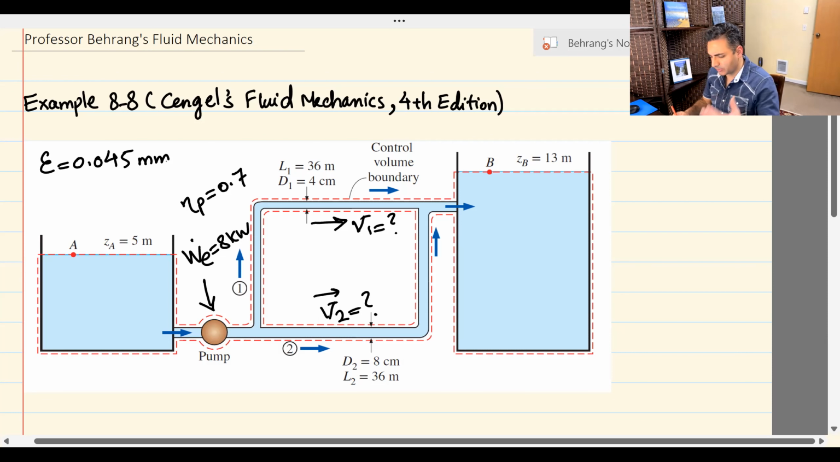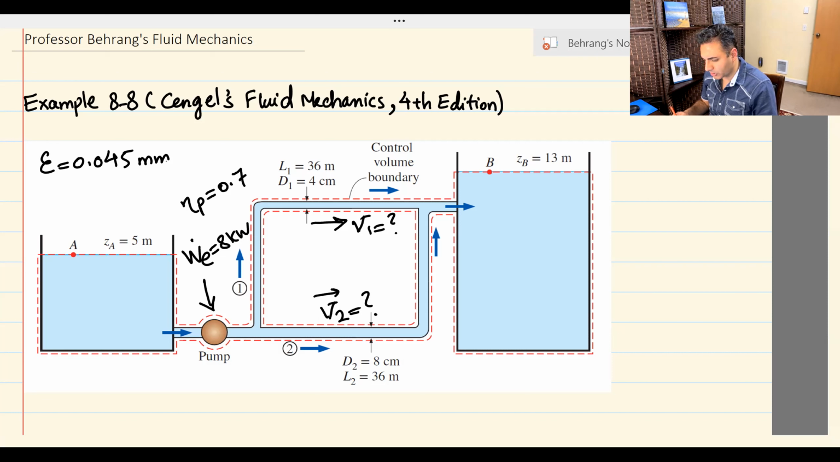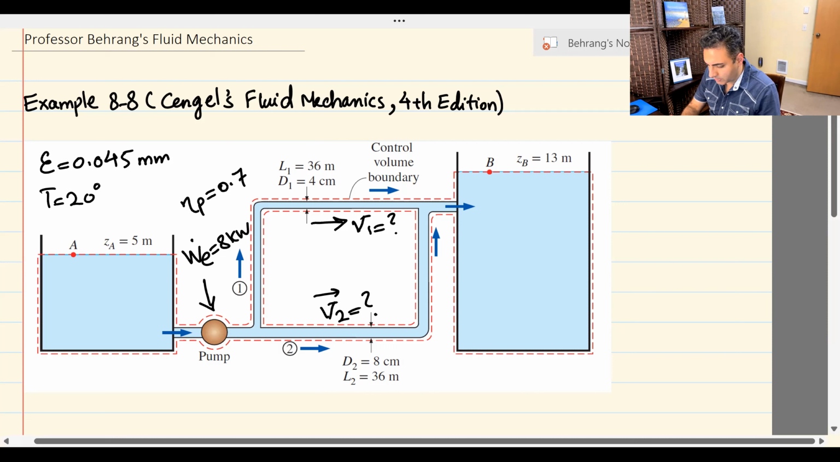That's what it is. ZA, ZB is given, and the diameter of the pipe and everything else is pretty much given. And the temperature of water is also given as 20 degrees Celsius, so you can find the density and viscosity of it. That's pretty much it. That's our goal.